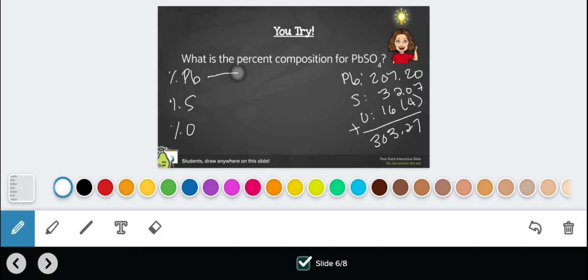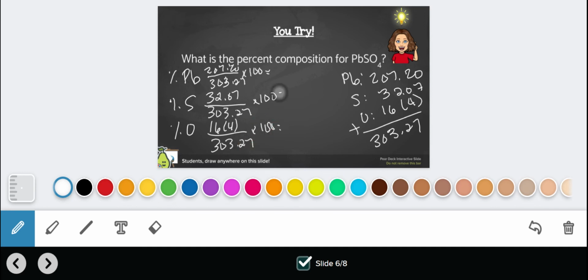All right, so for each one of these, we take the mass of lead, 207.20, divide by the total, 303.27, of course, multiply by 100. Same for the sulfur, we'll put our 32.07 on top, and our 303.27 on the bottom, again, times 100. And then our oxygen will have to be 16 times 4, right? And then that's over 303.27, again, times 100. And so we plug all those in and calculate.